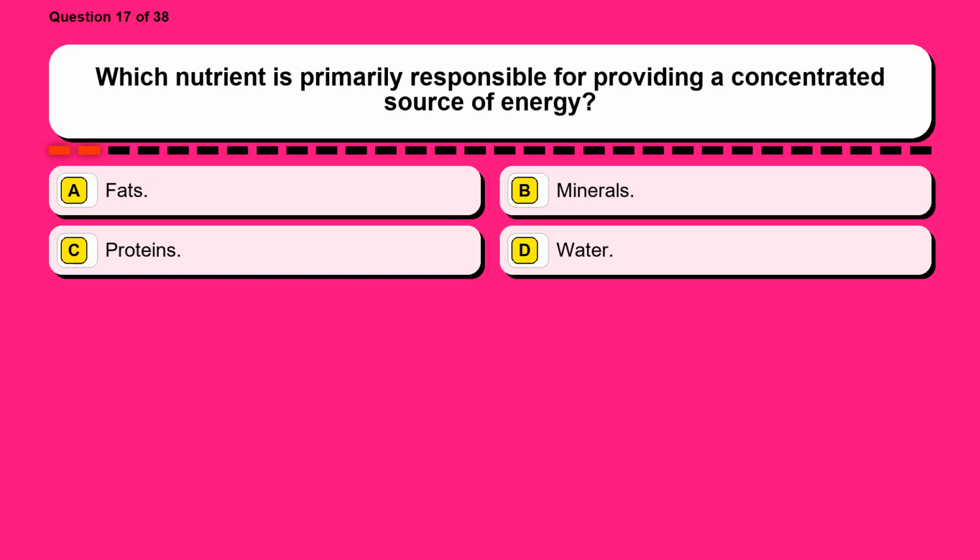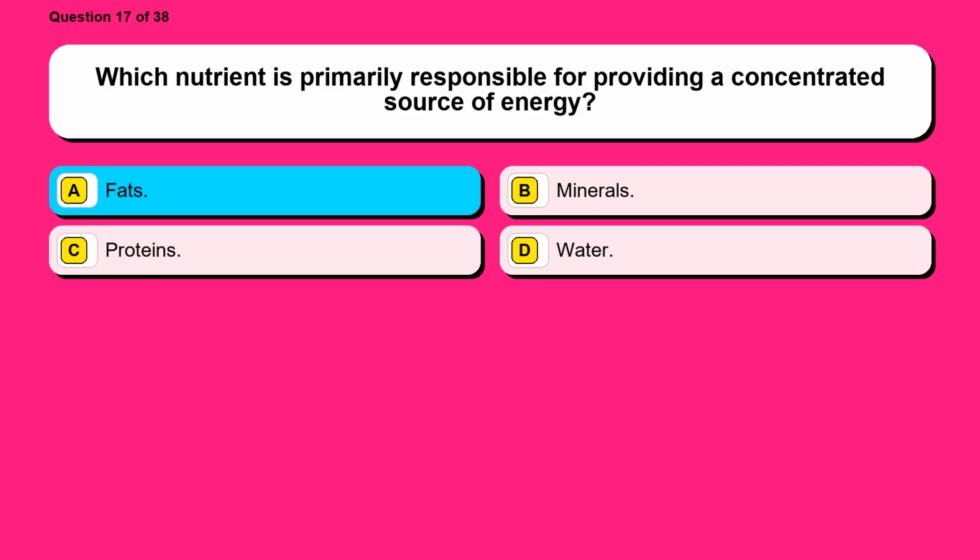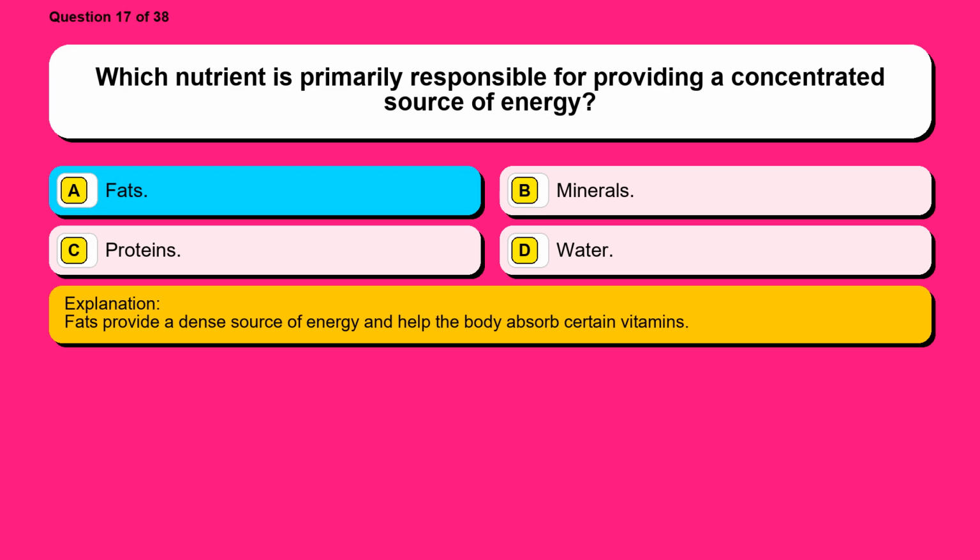Question 17. Which nutrient is primarily responsible for providing a concentrated source of energy? Option A, fats. Option B, minerals. Option C, proteins. Option D, water. The correct answer is option A, fats. Fats provide a dense source of energy and help the body absorb certain vitamins.